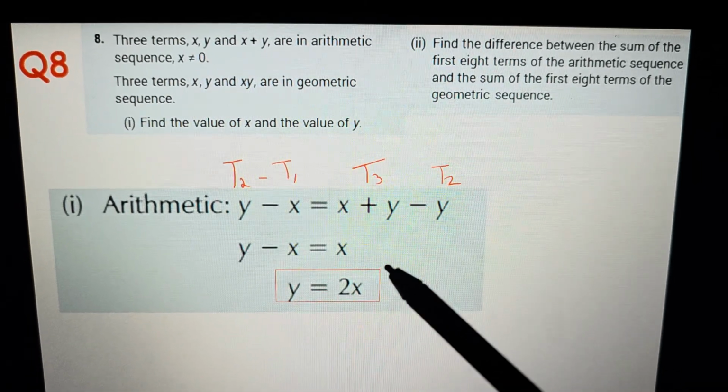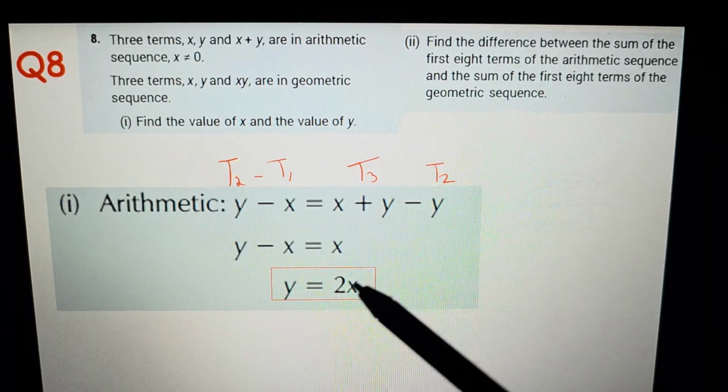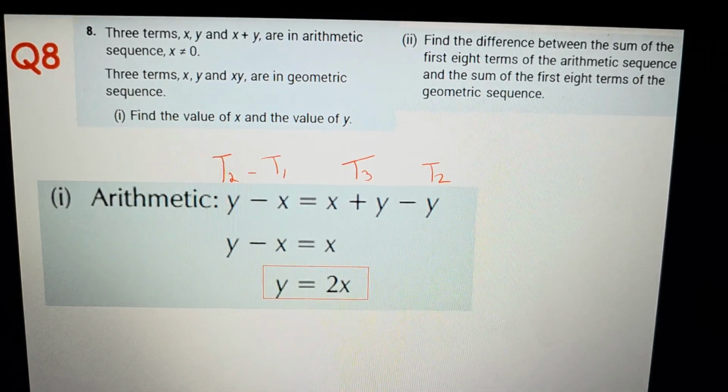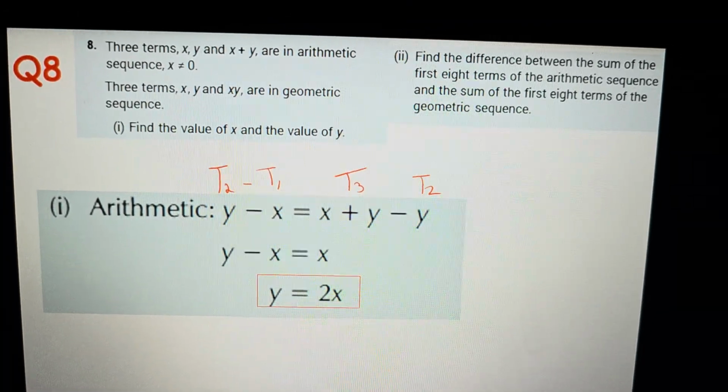That's an equation, I can't do any more with it. I'd leave it as it is. So y can be written in terms of x. Y equals 2x. Or you could have written x on its own. It doesn't really make a difference. So that's your arithmetic sequence for that one.